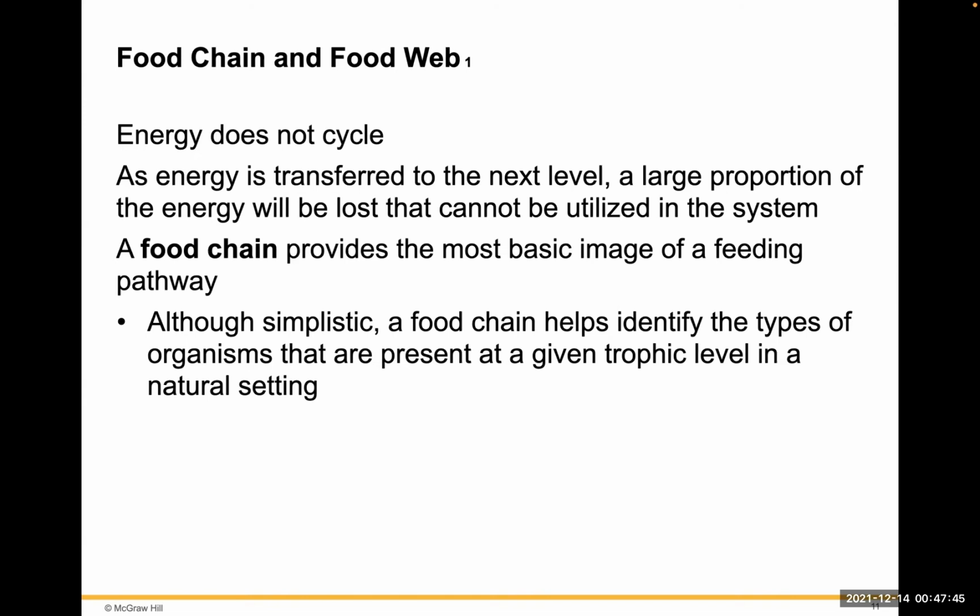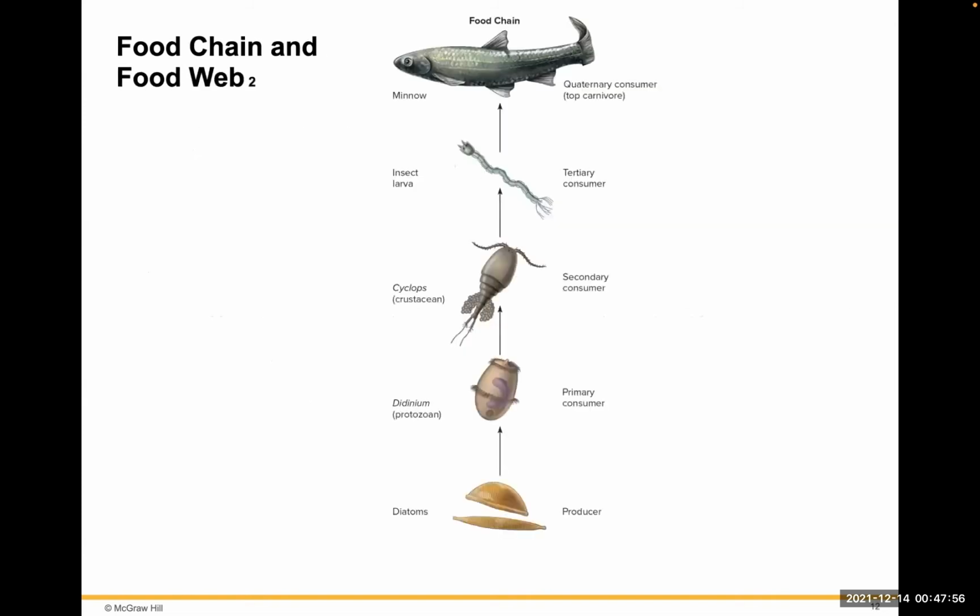A food chain provides the most basic image of a feeding pathway. It's simplistic, but it can help us understand how to identify the types of organisms that are present at a given trophic level in the natural setting. Okay, so here's the food chain. Diatoms are producers, they produce energy.